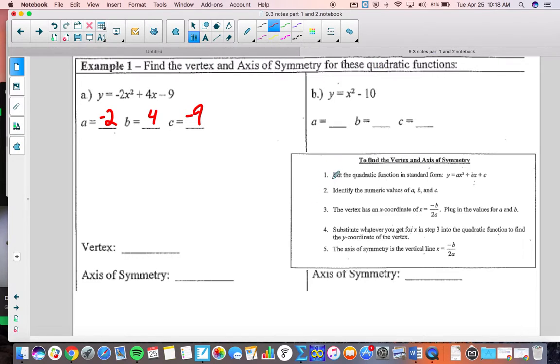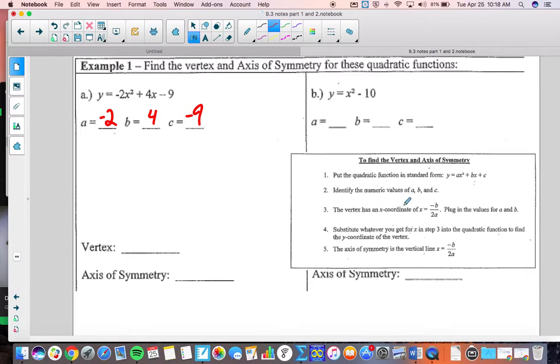To do that, we're going to put the quadratic function in standard form, so y equals ax squared plus bx plus c. Then we're going to identify the coefficients of each of those three terms. A is always the coefficient of the x squared, b is the coefficient of the x, and c is the constant. So a is -2, b is 4, c is -9.